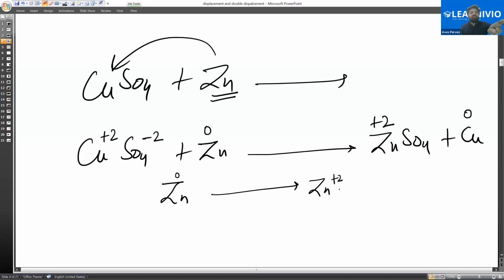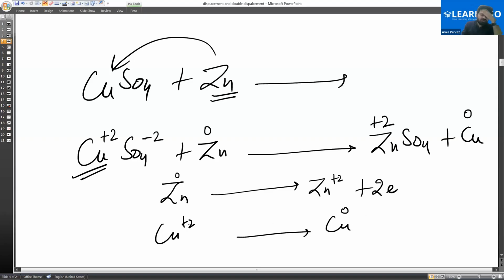And how can an element acquire a 2 positive charge? When it loses 2 electrons. If an element is getting a 2 positive charge, it is only possible when it loses 2 electrons. And how does the 2 positively charged copper remove its charge? It acquires electrons and comes to 0 charge.